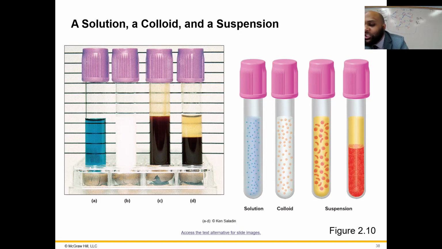A suspension, it has like blood. Blood is an example. So if you're asked on the exam, blood is an example of a colloid, solution, suspension, or emulsion. What are you going to say? Suspension. What's an example of an emulsion?